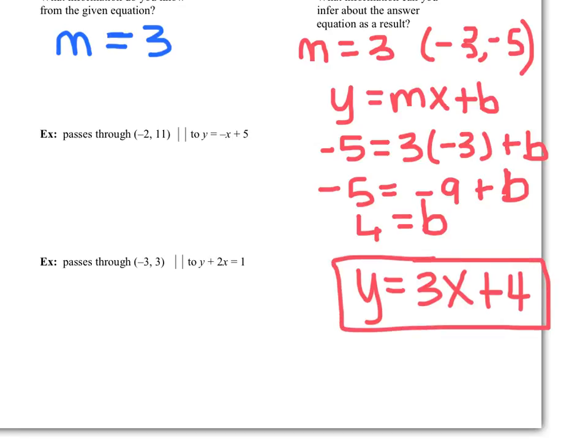So essentially, you just need to steal the slope from the line that it's parallel to prior to writing the equation. Once you have the slope, then you have the slope and one of the points that it's going to pass through. Try these two examples, pause the video, press play when you're ready to check your answer.